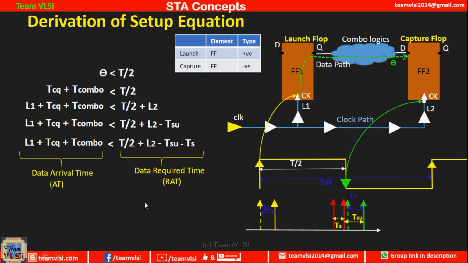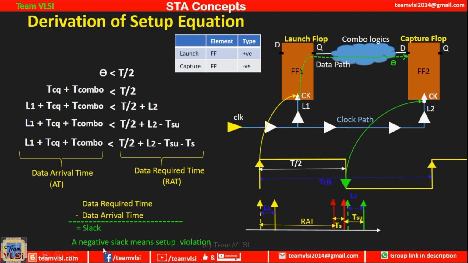So our data required time is this much, right? And the difference of data required time and data arrival time is called slack. And you can see here, if slack is positive, then only this term will be greater than this, right? So if slack is negative, it means there is a setup violation.